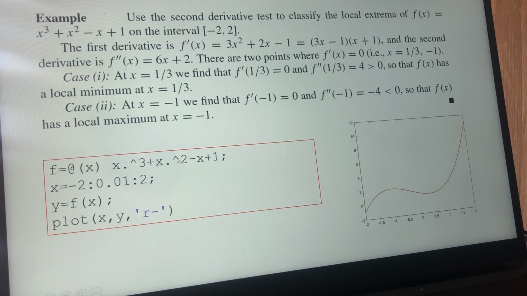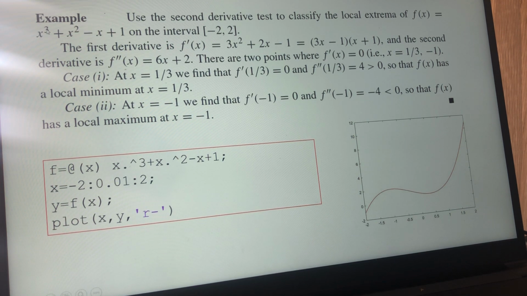1D. You are defining your function. This time I define it with an @(x) command, x cubed plus x squared minus x plus 1. And x is given minus 2 to 2. You are plugging x into f, y equals f of x. Plot x, y, so that you can compare 2D and 1D plotting easily, and these are very similar, you can see that. And here you go, this is your function. You can see that there's a local maximum, there's a local minimum here.